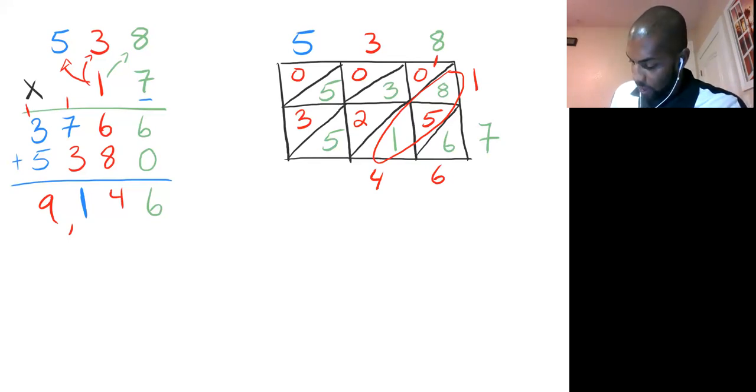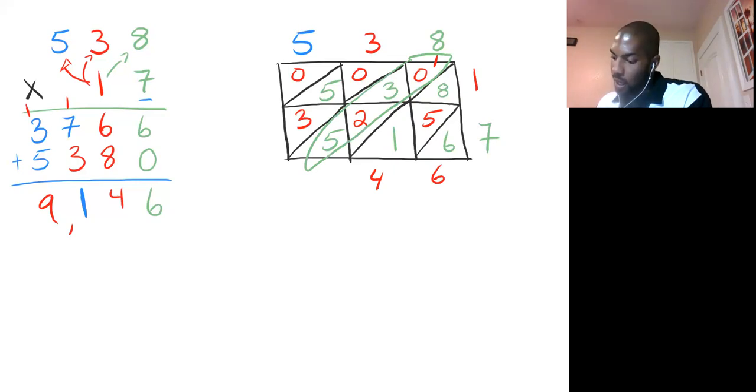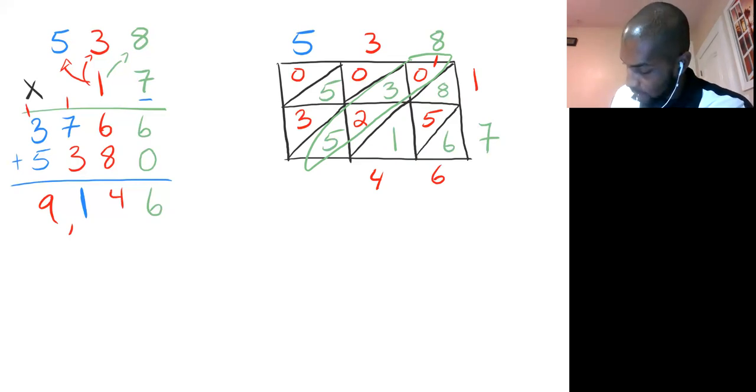So now I'm doing this next column. I'll circle the columns I'm doing as I'm doing them. I think that helps. So I've got a 1 and a 0, which is 1. 1 plus 3 is 4. 4 plus 2 is 6. 6 plus 5 is 11. So I put the 1 down here, and I carry the 10s up.